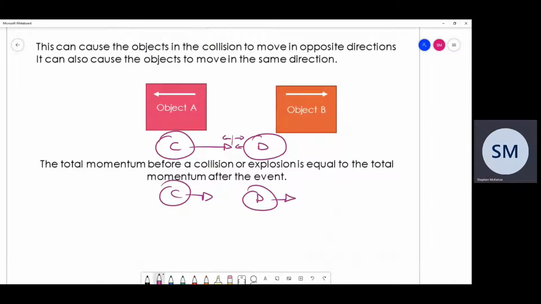Now, energy can neither be created nor destroyed. Energy is the ability to do work, and there is work being done here, which means the total amount of work that can be done before the collision will be equal to the total amount of work that can be done after the collision. The momentum before the collision or the explosion is equal to the total momentum after the event.